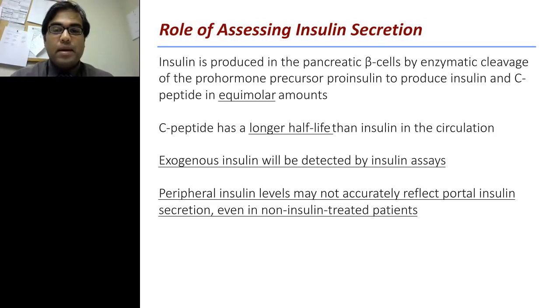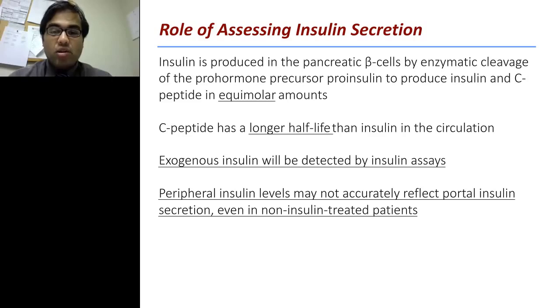So insulin is produced in the pancreatic beta cell by cleavage of the prohormone precursor proinsulin to produce insulin and C-peptide in equimolar amounts. And this is one of the crucial reasons we utilize C-peptide as a surrogate for insulin secretion, at least from endogenous sources.